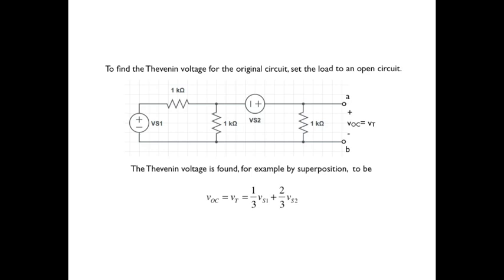To refresh our memory in terms of getting the Thevenin equivalent, the Thevenin voltage associated with the original circuit is the voltage at the output when the load is an open circuit. We can solve for that value by, for example, superposition, and the result is that the open circuit voltage, therefore the Thevenin voltage, is 1/3 Vs1 plus 2/3 Vs2.